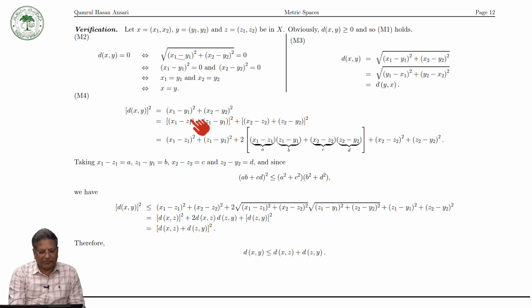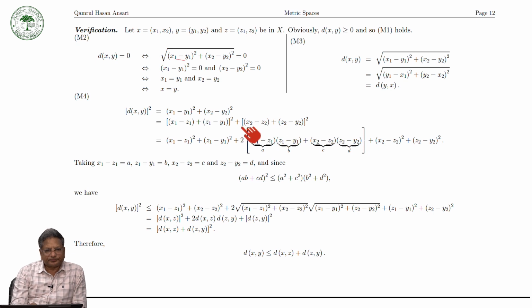Now in the first one you subtract z1 and add z1, and in the second one you subtract z2 and add z2. Now you can open the square. The square of this term is this one, plus the square of this term is this one, plus 2 times this into this, plus 2 times this into this, and the 2 I have taken outside.